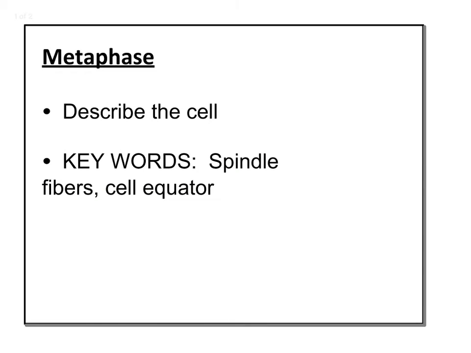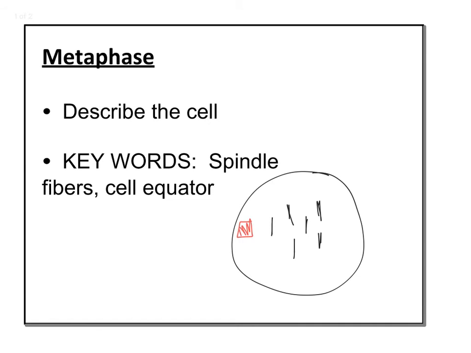The next stage is metaphase. So we need to describe the cell again, set it up, what it should look like, and do our keywords. So outer cell membrane, nucleus is gone. Remember, we got rid of that. Our chromosomes are kind of scattered all over. 2, 3, 4, 5, 6 of those. We had our centrioles over on the side. Just do those all in red now.